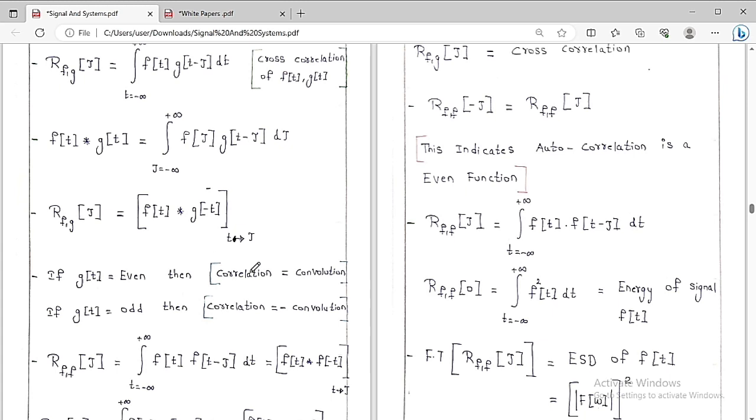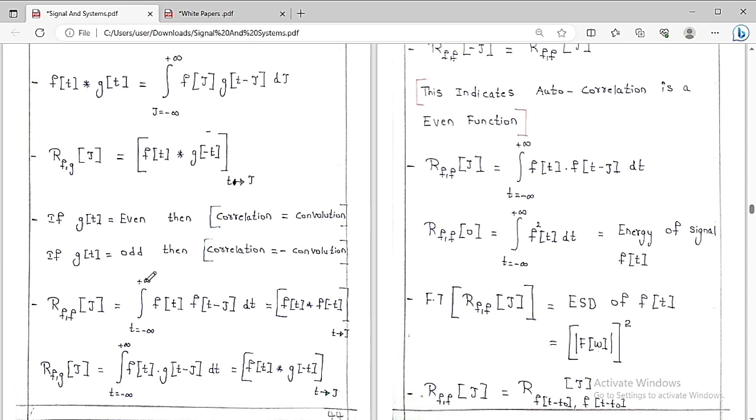But I want you to remember only one thing, which is that the cross correlation of two functions is equal to the convolution of f of t and g of minus t, and finally replace t by tau and tau by t. So this is the thing I want you to remember. Now let me go for the other things.